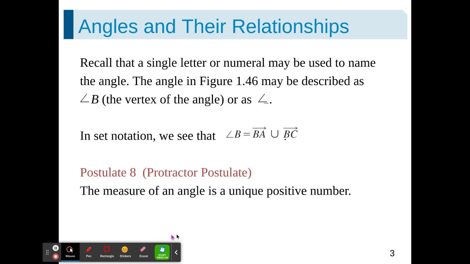Recall that a single letter or numeral may be used to name an angle. So for example, we can call it angle B, the vertex of the angle, or just angle 1 or something like that. So we see notations such as angle B is equal to the union, remember that, the union of ray BA and BC. The measure of an angle is a unique positive integer. So we have a postulate that's basically saying that if you measure an angle, it's only going to have one measurement if you measure it correctly.